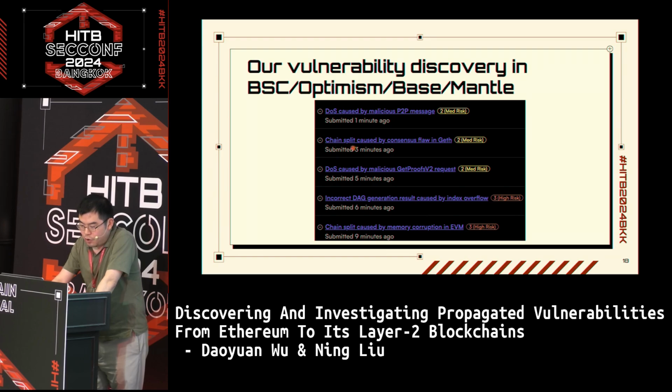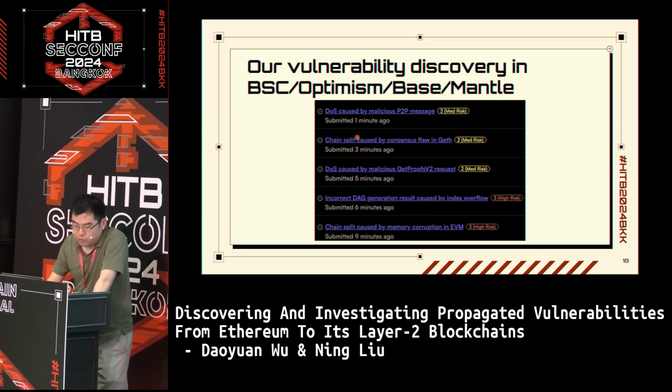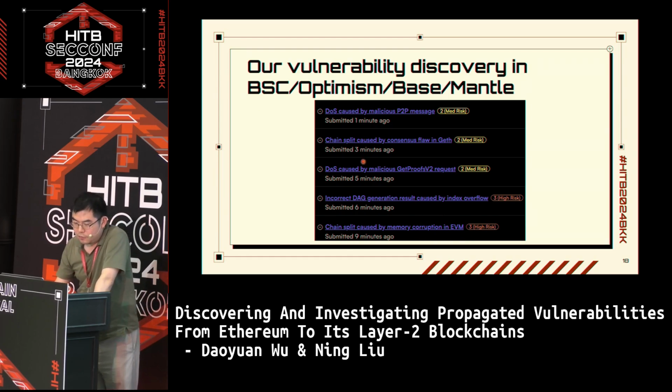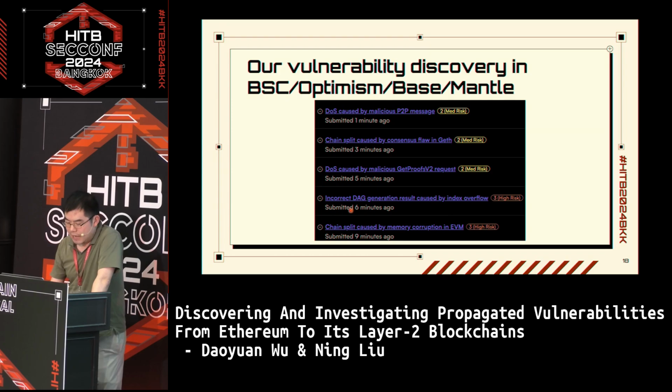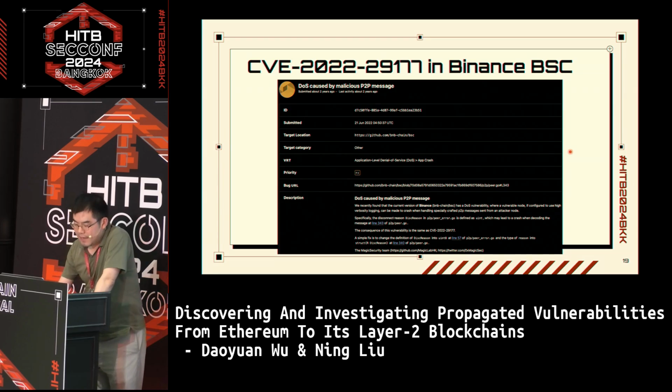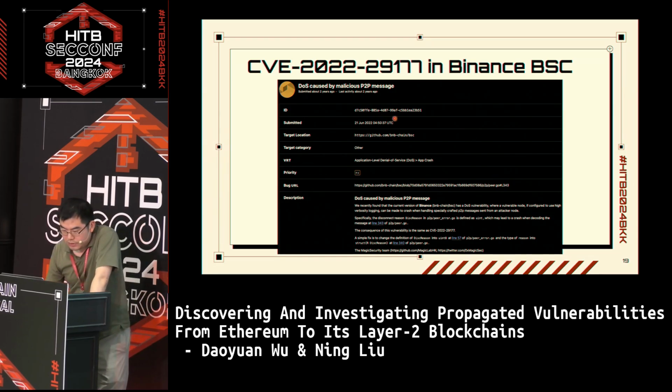And there are two more serious ones that will cause chain hard forks, such as chain split. This is mainly due to consensus flaws in the node and even memory corruptions. So these two categories are the most common vulnerability types in blockchain systems. And for the Binance case, it was almost two years ago.